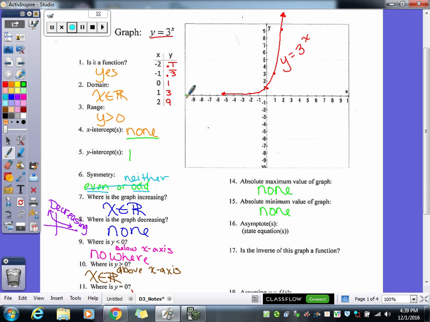Our asymptote, that's the imaginary line your graph keeps getting closer and closer to, but it never actually touches or crosses, would be this horizontal line right here where y equals 0.